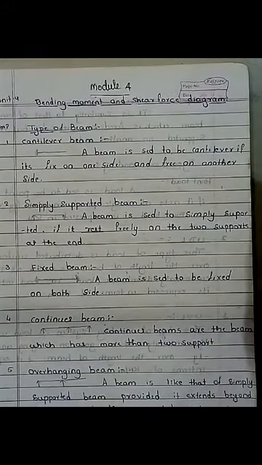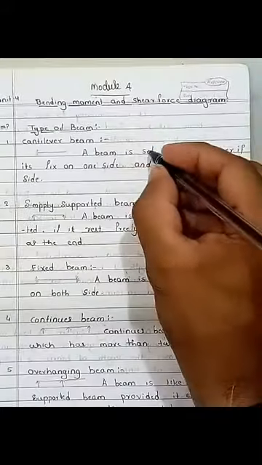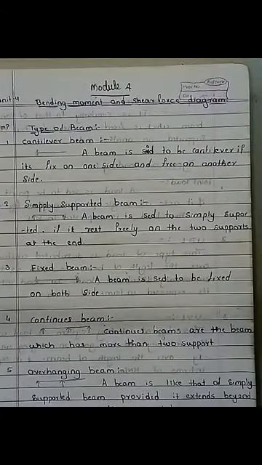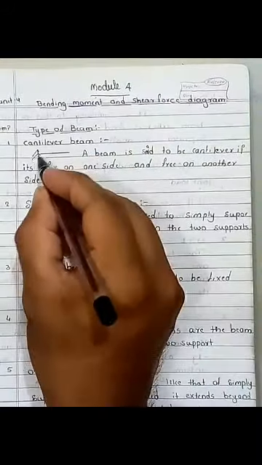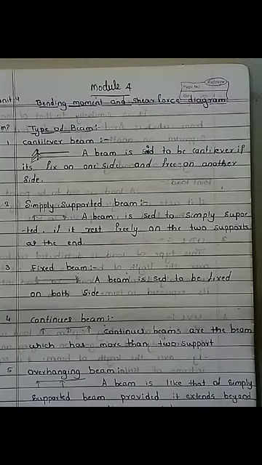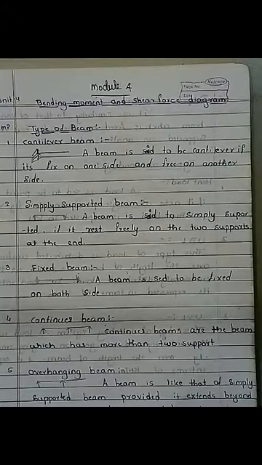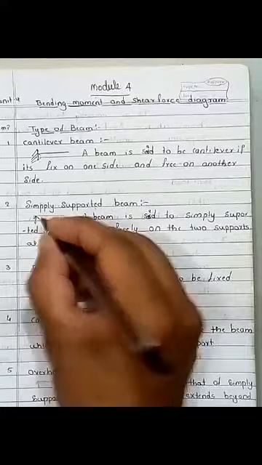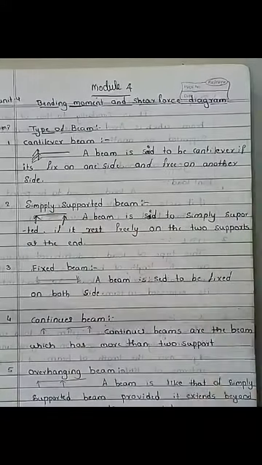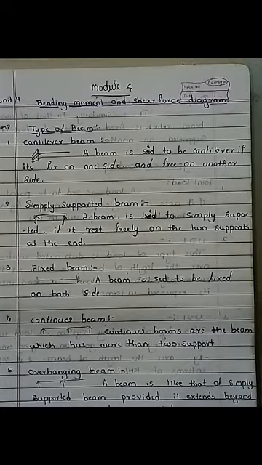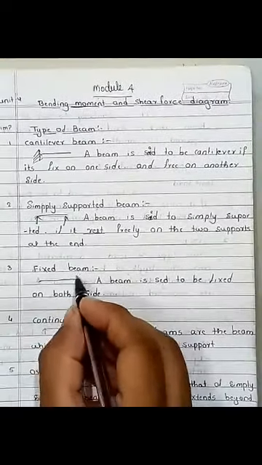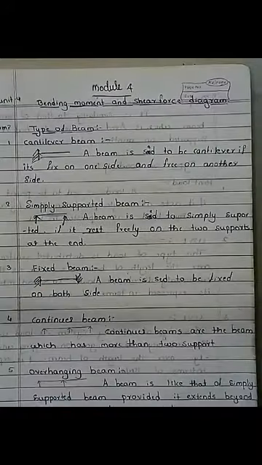A beam is said to be a cantilever beam when one end is fixed and the other end is free. You can see here in the figure, one end is fixed and the other end is free. That type of beam is called a cantilever beam. Next comes the simply supported beam. A beam is said to be simply supported when it is freely resting on two supports at the ends. This is called a simply supported beam. Next, fixed beam. A beam is said to be a fixed beam when it is fixed on both sides.